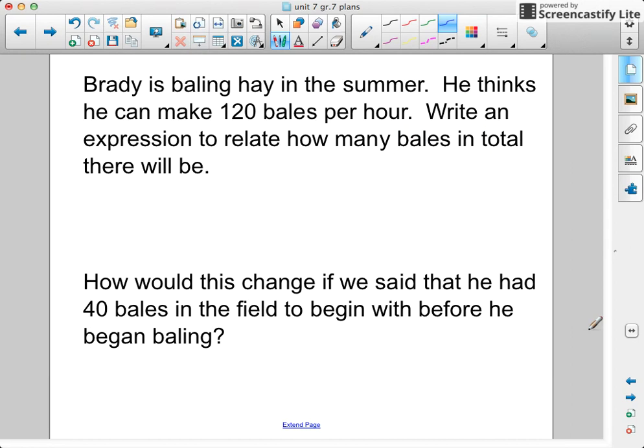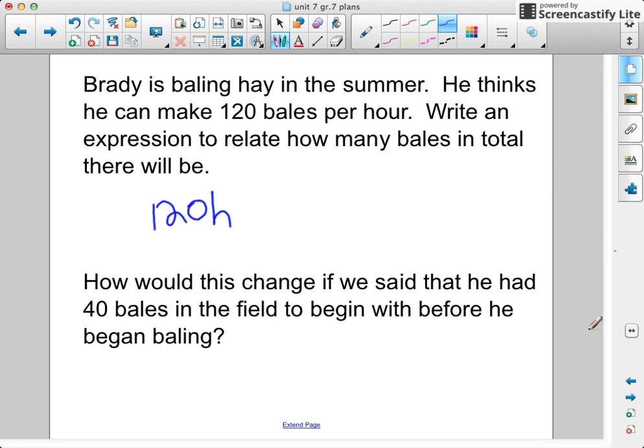Okay, let's say Brady is baling hay in the summer. He thinks he can make 120 bales per hour. Write an expression to relate how many bales in total there will be. Well, what that depends on is how long he bales for. Saying that he goes 120 bales per hour, then the number of hours he bales for will show how many bales he gets. So let's say that's H, number of hours he bales. Well, if he bales 120 per hour, we're going to take our number of hours and times it by 120.